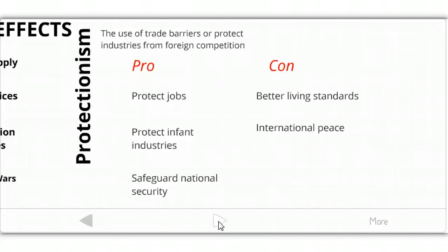People who are against protectionism say that free trade brings better living standards. If we take advantage of comparative advantage, as we looked through the Hatfield and McCoy example, we can have more. Also, it can lead to more international peace. If every country is trading with each other, we have a big incentive to not fight each other.